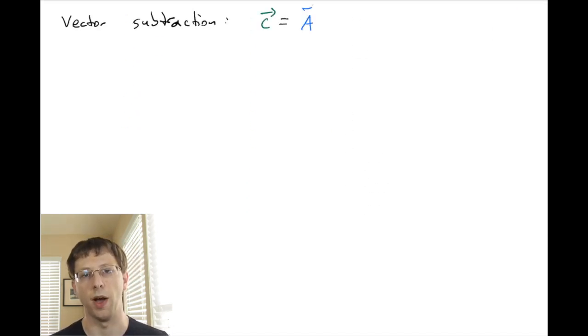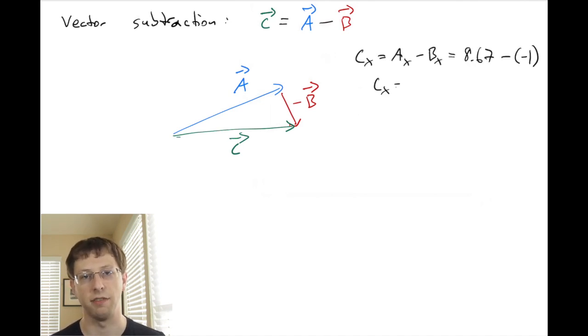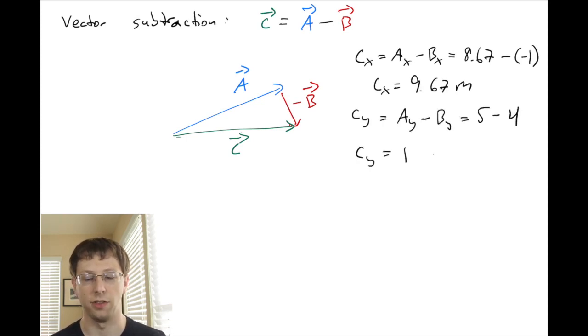Subtraction can be done in a similar way. In this case, graphically, we have to flip the direction of the second vector and then treat it like addition. So the vector -B is just pointing exactly in the opposite direction as B was pointing. And then again, we can put the vectors tip to tail to find C. Mathematically, we just subtract the components. So c_x then becomes 9.67 meters, c_y is then 1 meter, and the resulting vector is (9.67, 1) meters.